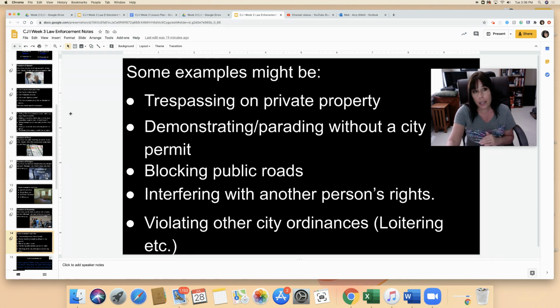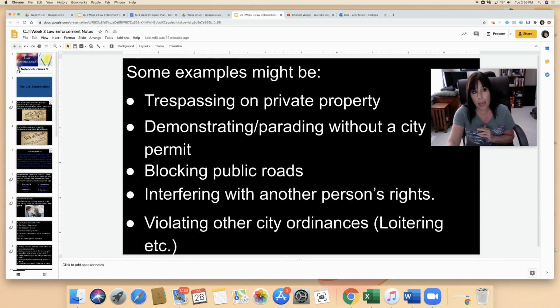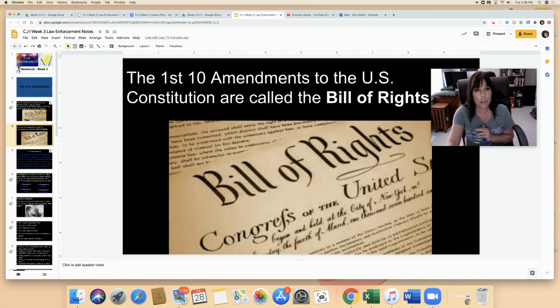But what I wish I had mentioned, and I'm going to do it now, I'm going to go all the way back up here to this slide, the first 10 amendments. So what the heck is that?